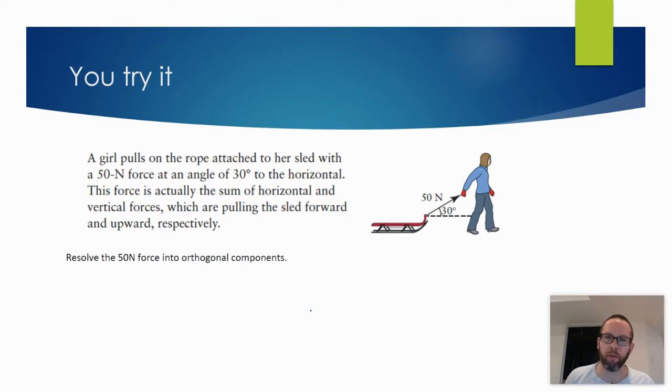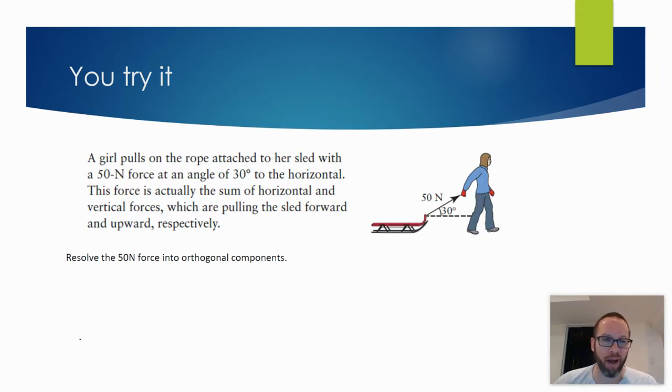So I'm sure we've all pulled a sleigh along the ground. When we're pulling that, we're not actually pulling it purely horizontally, because we're all relatively a lot higher off the ground than the sled is. When we pull, there's a component pulling it forward, but there's definitely a component lifting it upward, right? So I've asked you in this question to resolve that 50 Newton force into orthogonal components. So a force, in this case, horizontal and vertical. So if you'd like to pause the video to try that, unpause when you're ready.